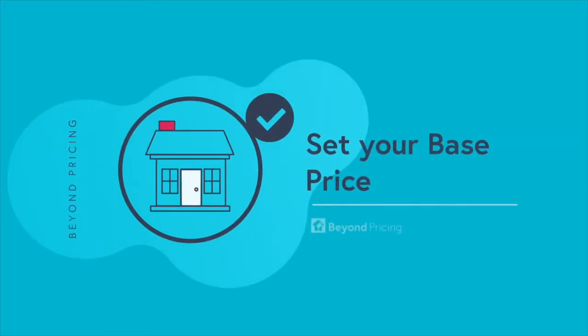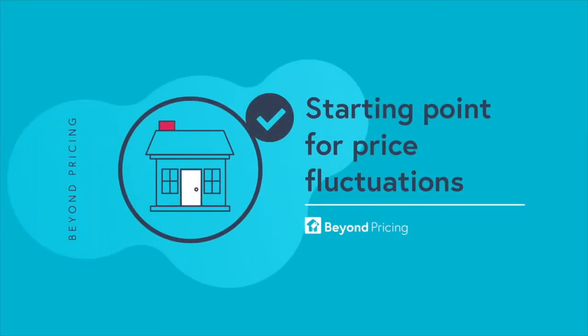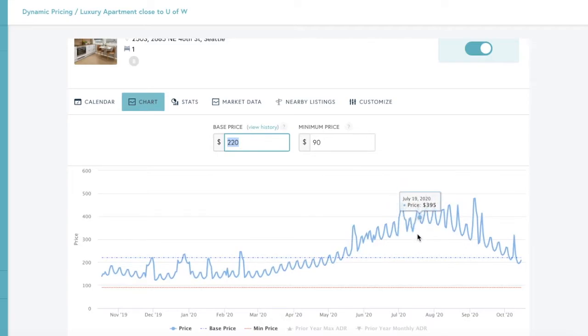Step 1. Set your base price. The base price is the starting point for our price fluctuations. We'll go above it during periods of high demand and below it during low demand periods. Think of it as the true market value for your listing for the year. You can start to find this number by setting it to the average of the rate you would expect to get bookings at throughout the year.